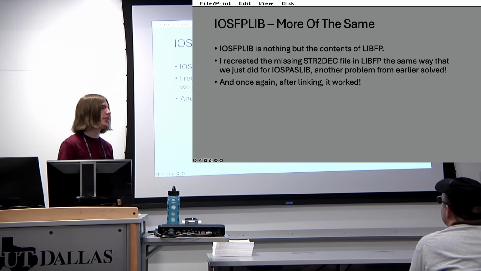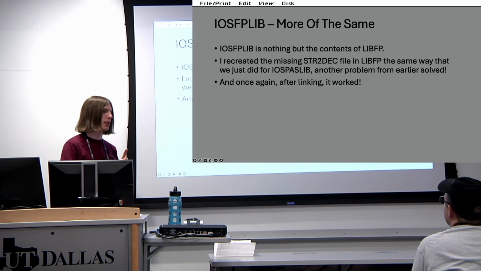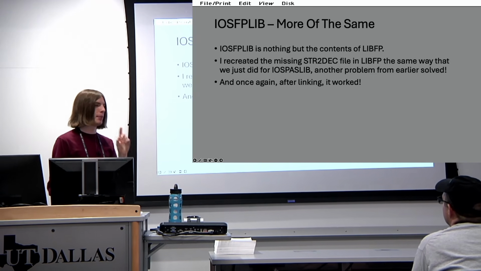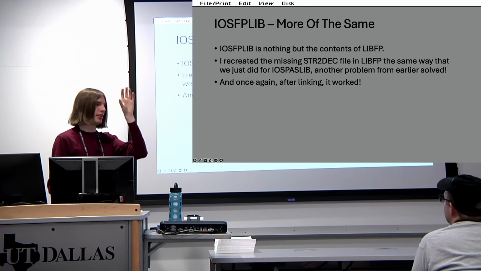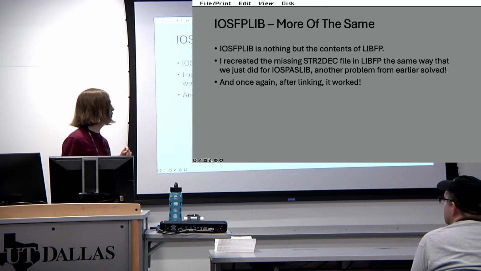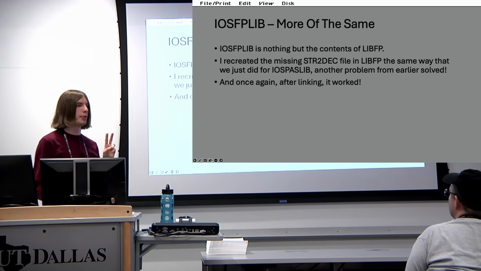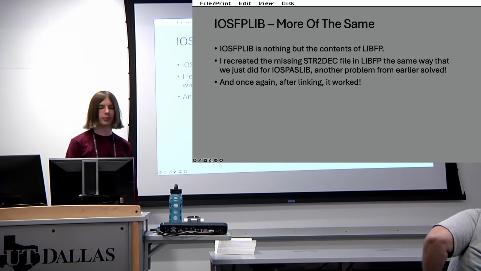Then we do iOS fplib. Remember, we were missing that file for the floating point library. So what do we do here? Well, we do the exact same thing. We disassemble the floating point library, steal the code for that particular procedure out of it, and then recompile everything with that little bit of code. And it worked for fplib as well. So those two problem areas for the libraries are no longer problems.